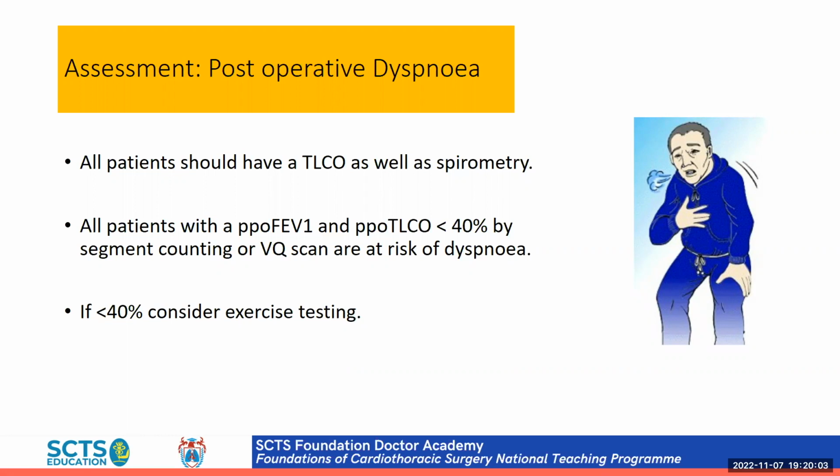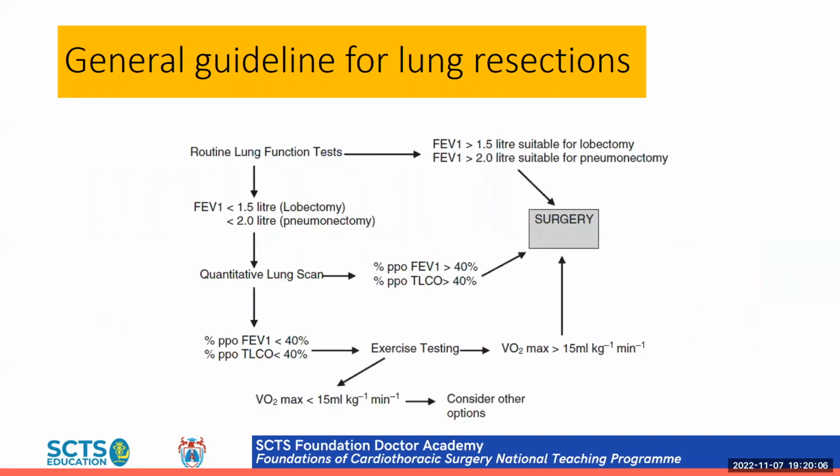Now, this has been the guideline for some time, and the newer guidelines, from NICE in 2019 regarding management of lung cancer, and also the European guidelines regarding risk prediction for lung cancer patients, are talking about accepting figures down to 30%. So down to FEV1 of 30%, TLCO of 30% is okay, as long as the patient is aware that they most likely will be short of breath and that they might need home oxygen.